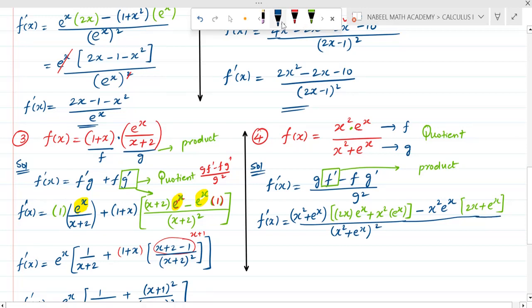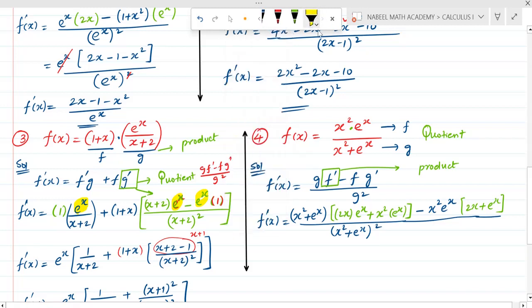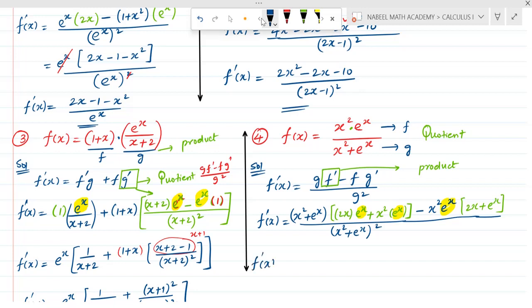So thereafter it is only simplification. What rule can you use? The common factor. Here the common factor is e power x in every term. If I take e power x common, what remaining terms will you have? Inside, you will have x square plus e power x is common, and x, 2x plus x square. This is the first term, minus x square and 2x plus e power x.